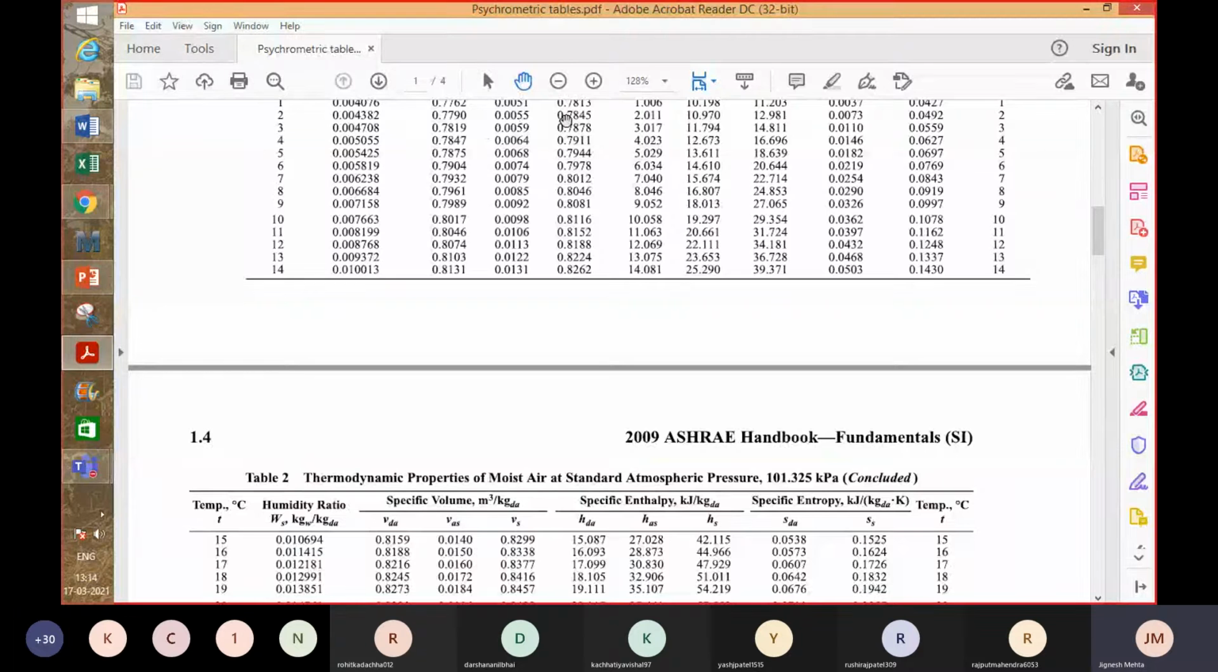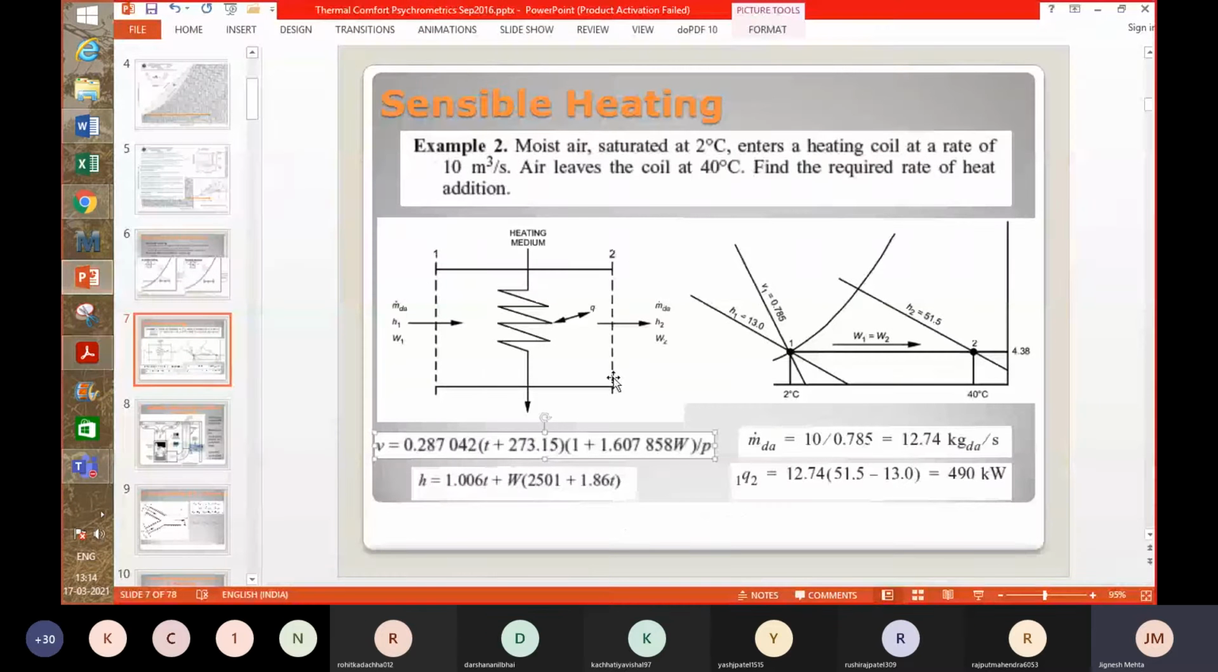Now here we could have found it with the help of this table also, though at other points, if the air is not saturated, you don't get it. As you can see, specific volume in meter cube per kilogram of dry air is also given as the 5th column. So at 2 degrees Celsius, again, you can get that 0.7845. So these things you can directly get from the table also. You may not need the formula for point 1, right.